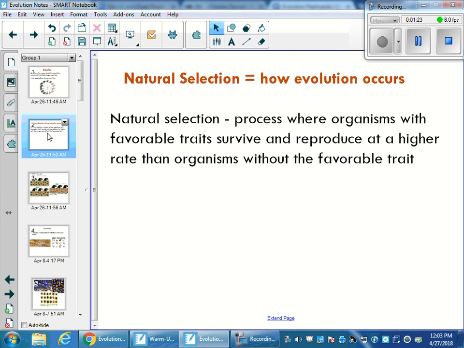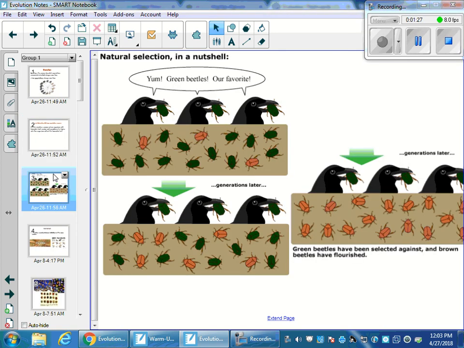So this is a lot of words, and I kind of want to give you an example to go with that. We're going to look at this picture here that shows you this idea of natural selection. So we have some birds and some beetles, and the beetles are two different colors, this brownish orange here, and then there's also the green ones. And we have our birds here, and they say, yum, green beetles are my favorite. So they want to eat the green beetles.